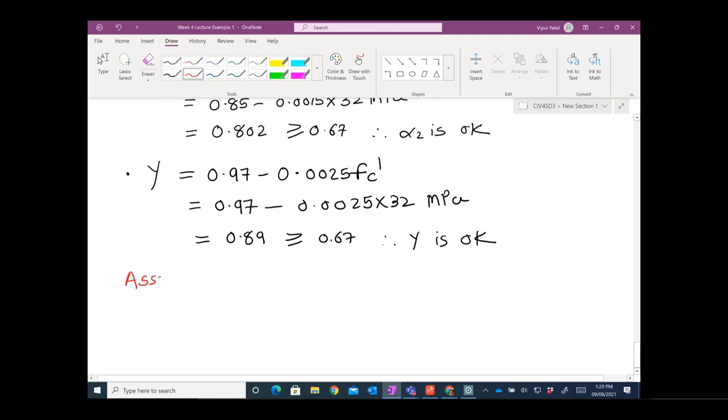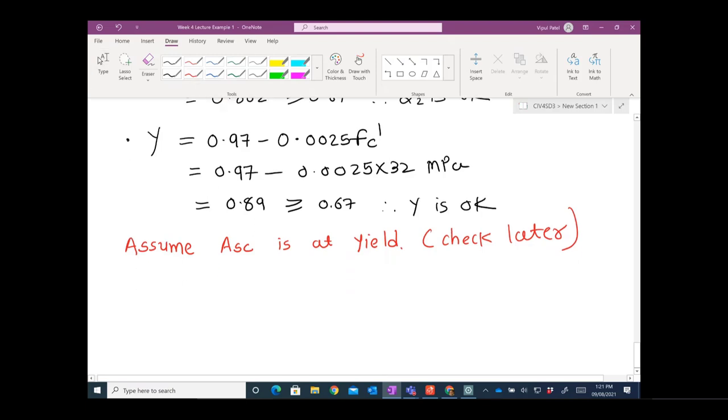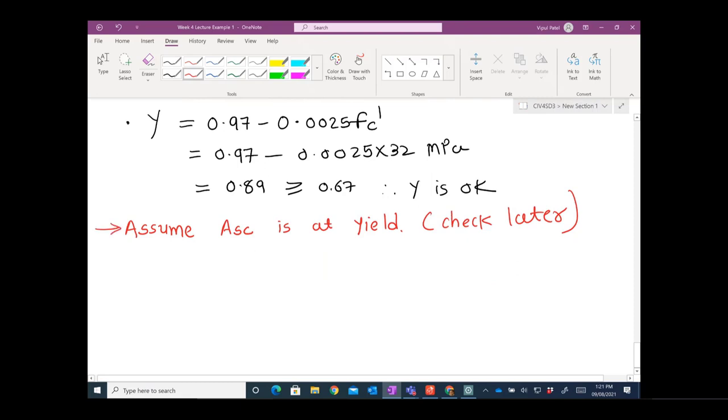So I would like to make a very bold assumption. Bold assumption meaning that it will not work. Let's say Asc, which is the top Rio, is at yield. For mathematical reasons, let's assume that it is at yield and we're going to check later. We need to make sure that it's not yielded. Let's assume that for mathematics it's at yield.